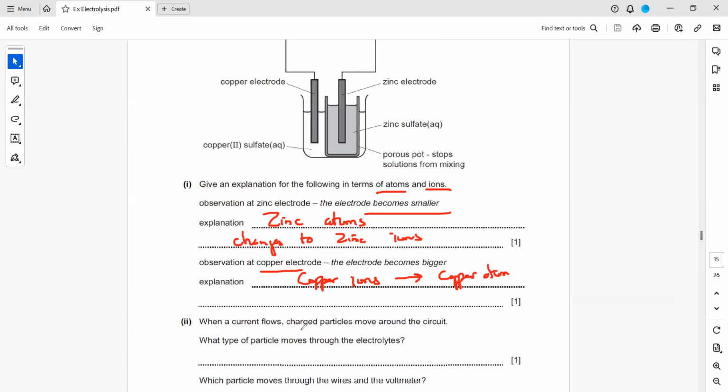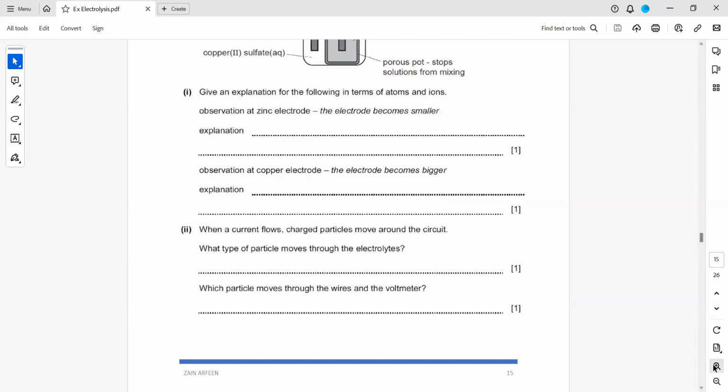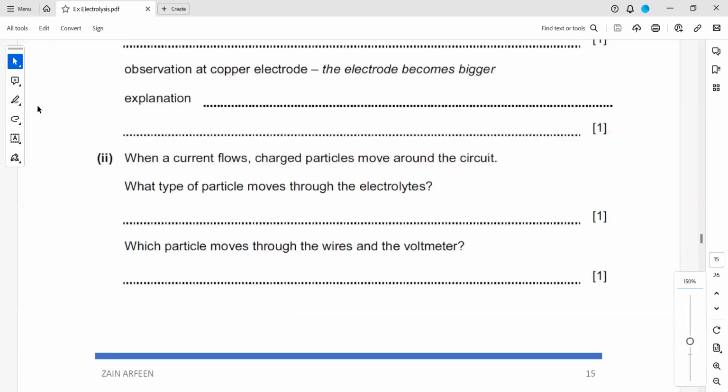When a current flows, charged particles move around the circuit. What type of charged particles move through the electrolyte, or through the solution? Through the solution, only ions can move, positive and negative ions. Through the wire or the voltmeter, electrons move. So electrons can only move through the wire, and ions move through the solution or electrolyte.